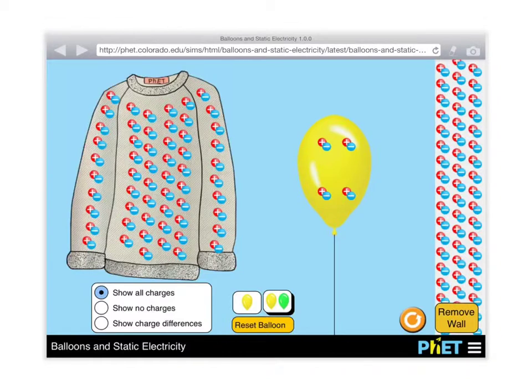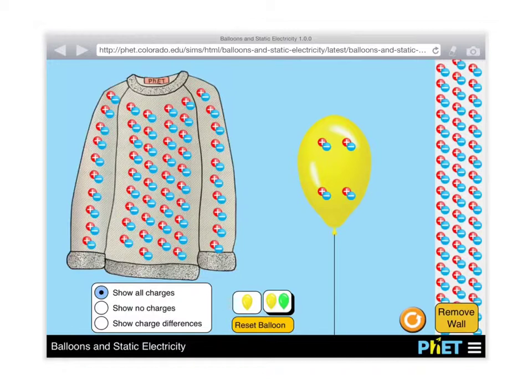Now, what happens when I let go of the balloon? It's going to attract to the sweater. Doink. Why? Because there's no negatives. Doink. But if I let go here. Negative. You're right. So we know the balloon attracts to the sweater because the sweater's positive and the balloon's negative and opposites attract, right?